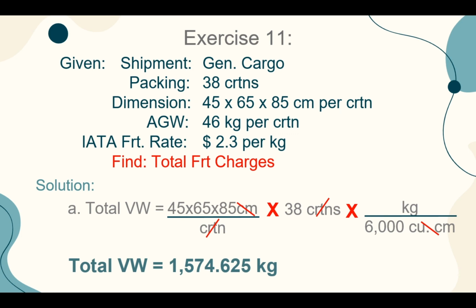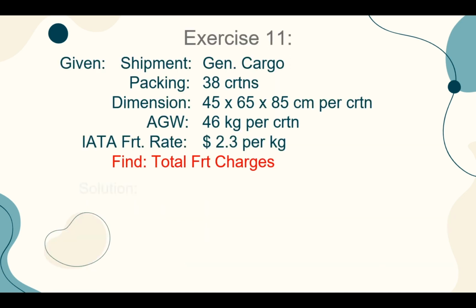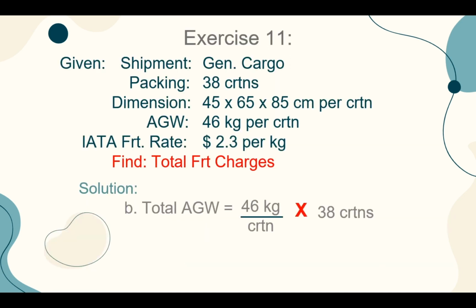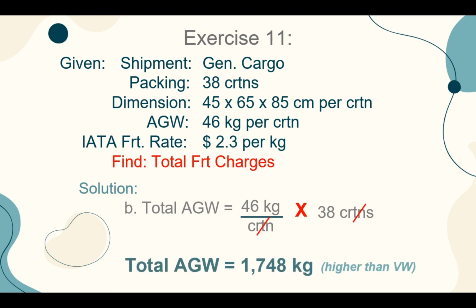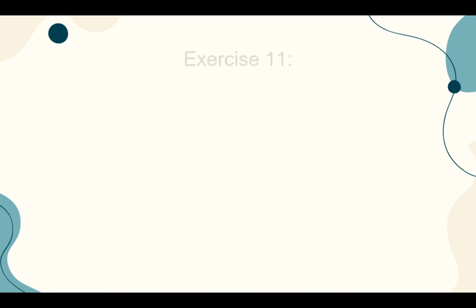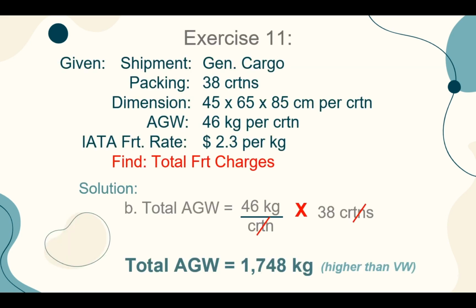Alright? So, next is yung actual gross weight naman, which is 46 kilograms per carton. Ilang cartons ba meron tayo? 38 cartons. So, cancel out same units. Matitira ay 1,748 kilograms, is higher than volumetric weight. Alright? So, ang gagamitin nating chargeable weight is yung actual gross weight.